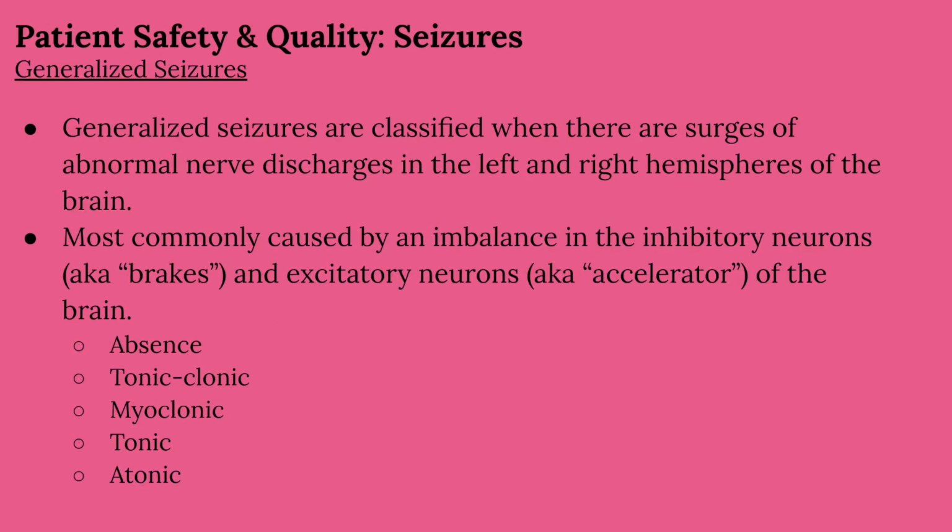Generalized seizures are classified when there are surges of abnormal nerve discharges in the left and right hemispheres of the brain. Now, there are many different causes of generalized seizures, but they're most commonly caused by an imbalance in the inhibitory neurons and excitatory neurons of the brain. There are also different kinds of generalized seizures, such as absence, tonic-clonic, myoclonic, tonic, and atonic.